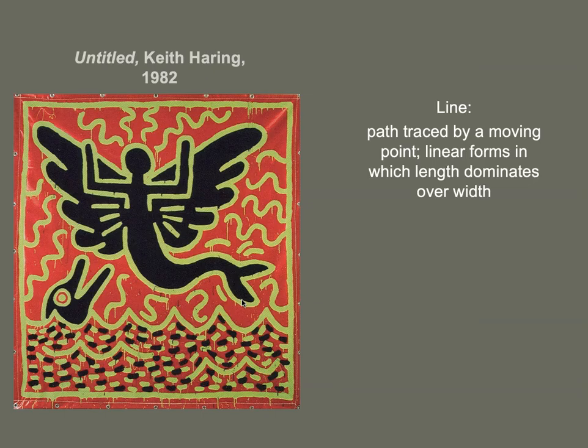The first element that we're going to talk about is line. Line is defined by the path traced by a moving point. Linear forms are those in which length dominates over width. We're looking at a piece by Keith Haring from 1982 called Untitled. In it, we're seeing a body defined by green lines, as well as waves and the dolphin and some background lines. Those lines around the figure are meant to show us the separation between the figure and the space. In reality, when we look at a figure, there are no lines dividing the figure from the space, but those lines are there to symbolically define that separation.